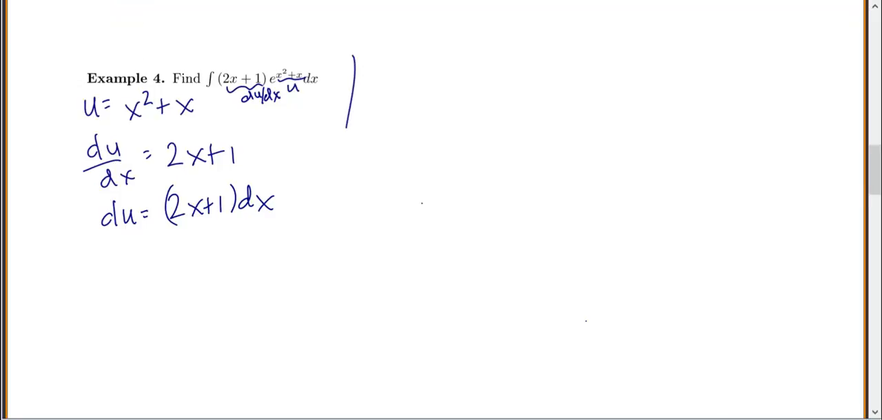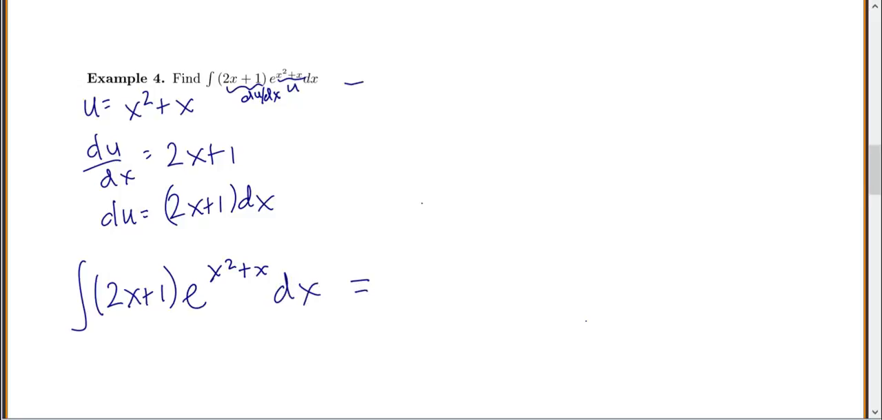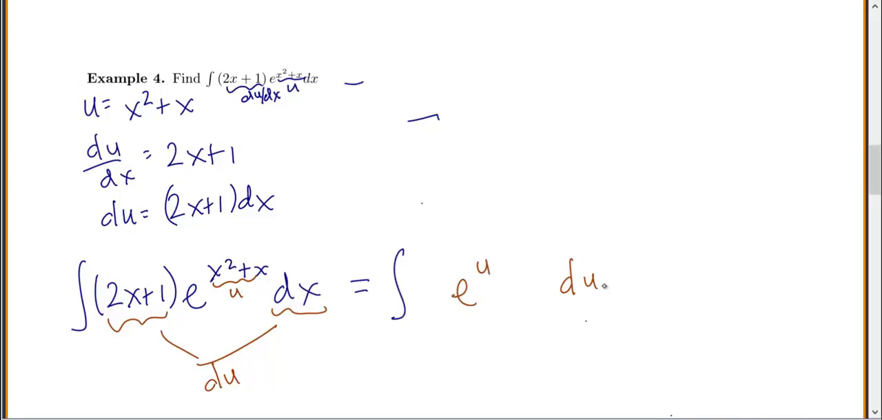Now we'll rewrite our integral. So the integral of 2x plus 1 e to the x squared plus x dx is going to equal the integral. Now you come through and you say 2x plus 1, that's part of my du, right? In fact, 2x plus 1 and that dx together make up du. So I'll take those two pieces out and just replace it with the du. And now this x squared plus x, that's my u. So I need e to the u du.